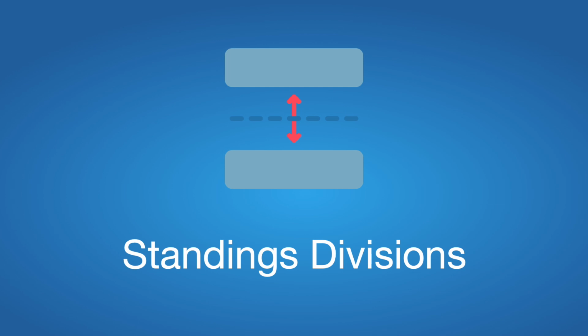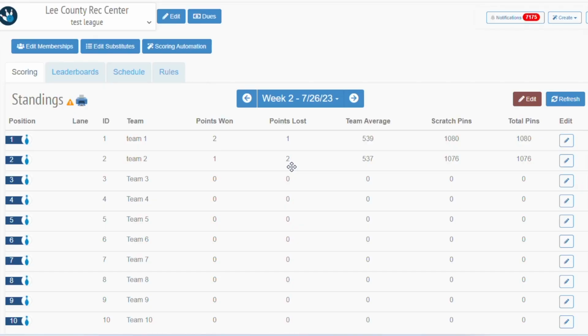Today I'm going to show you how to set up standing divisions inside your league. Standing divisions are used if you want to split up the team points into different groups. So first things first, you're going to want to set that up in our rules.